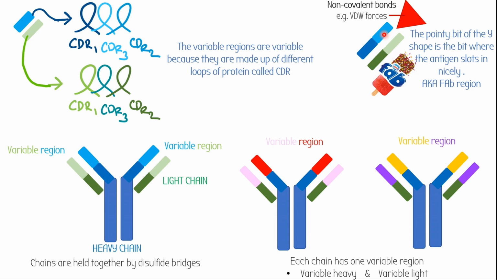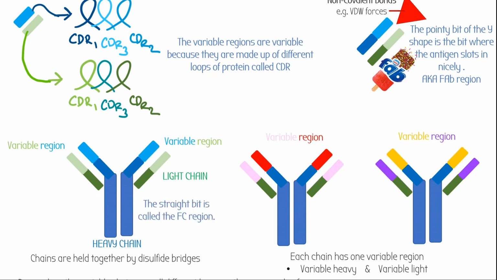So that together makes up your FAB region, and this is the bit where your antigen is going to slot into. And because your antigen binds via van der Waals forces or hydrogen bonds, whatever, but they're not covalent bonds, technically it's a reversible reaction. However, they fit so nicely together. They're so snug and cozy. They don't want to leave each other. So essentially, they're always together. Although technically it is reversible, they're such a tight match that it won't really be reversible in real life.